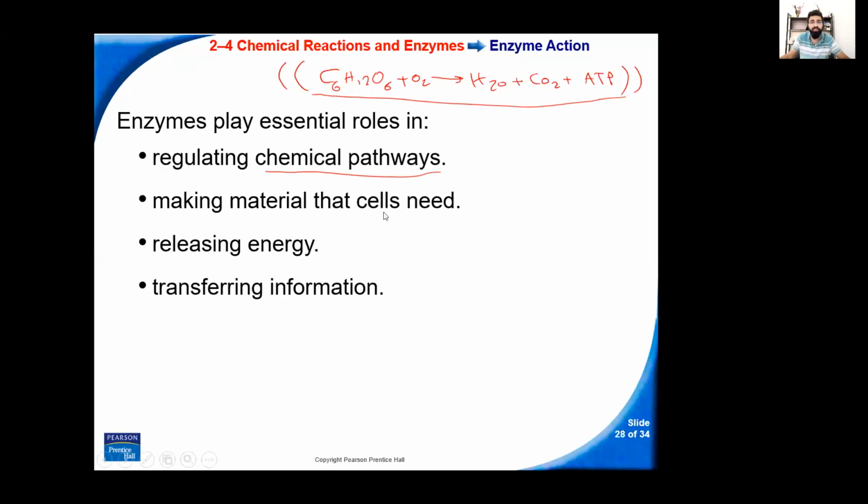Of course, the enzymes work on the production of materials which are needed. Third, releasing energy. I just mentioned the respiration pathway. Fourth, transferring information. Enzymes are important, for example, to copy the message found on the DNA.